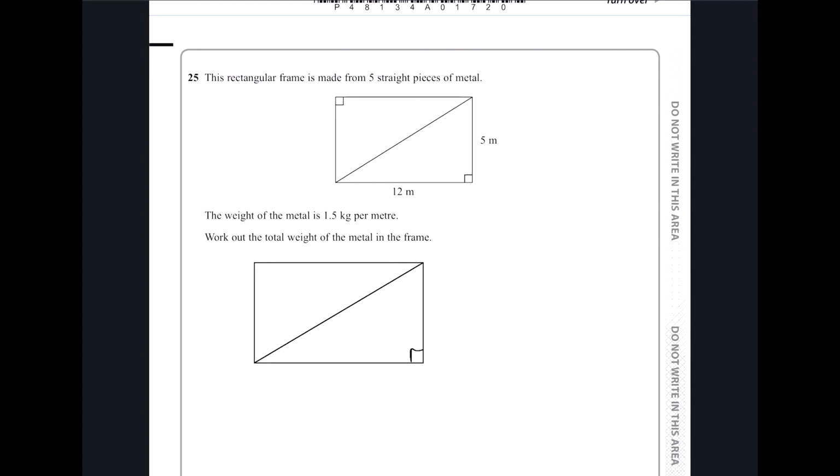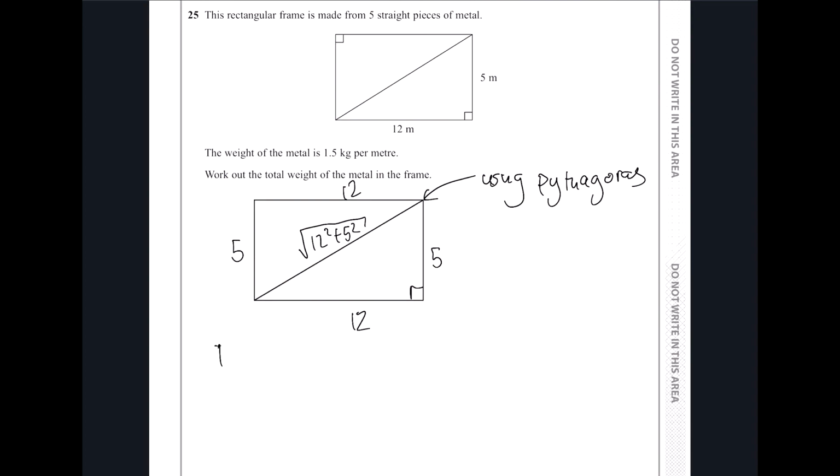Well, we can fill out all the information. So we have 12, 5. Since this is a right angle triangle, the length of this side would be 12 squared plus 5 squared all square rooted, from Pythagoras. And then of course since it's a rectangle, this one will be 5, this one will be 12. So what we can say is the total length of the frame can be given as 5 plus 5 plus 12 plus 12 plus this square root thing.